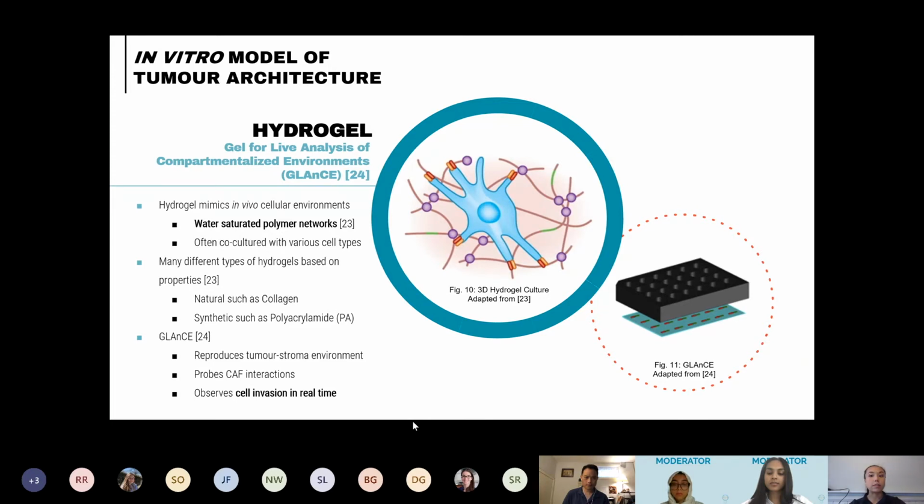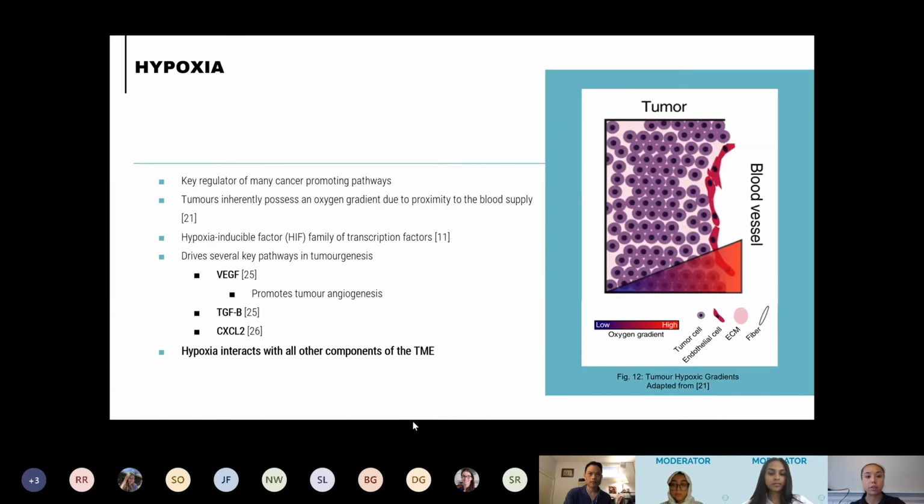Gels for live analysis of compartmentalized environments, or GLANCE, explores the interactions of cancer-associated fibroblasts in the tumor stromal interface. What is unique to GLANCE is that it allows you to view cell invasion under a microscope in real time. The use of hydrogel in this model offers a sophisticated mimicry of the tumor microenvironment. On to the final feature of the TME.